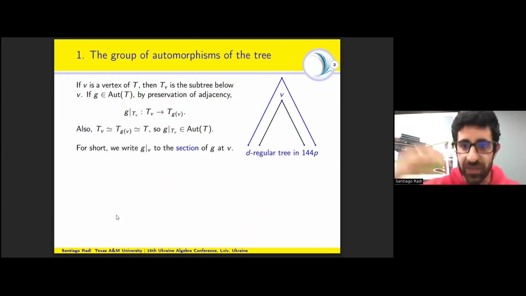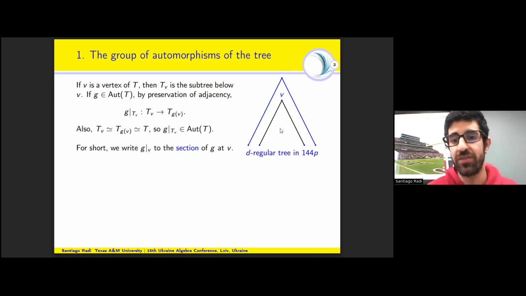If v is a vertex in the infinite tree, T_v is going to denote the subtree that has v as a root. So in the bad quality picture, again, you can see we have a vertex v somewhere there. The vertices in T_v are going to be the descendants of v.